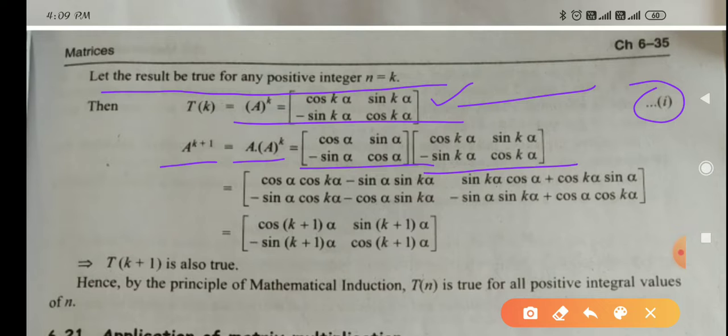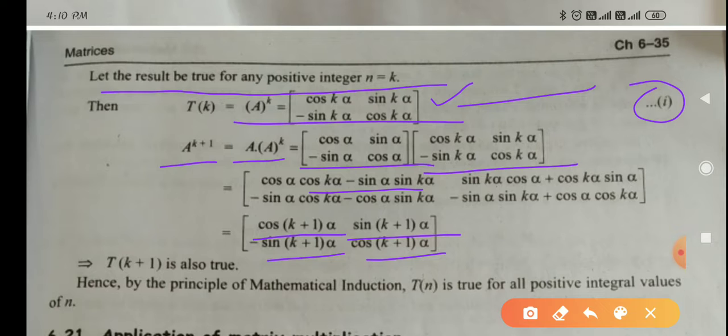Now you multiply. When you are multiplying: cos alpha cos k alpha minus sin alpha sin k alpha, sin k alpha cos alpha plus cos k alpha sin alpha, minus sin alpha cos k alpha minus cos alpha sin k alpha, minus sin alpha sin k alpha plus cos alpha cos k alpha. Now you can see cos a cos b minus sin a sin b is cos a plus b; sin a cos b plus cos a sin b is sin a plus b. Here minus common, sin a cos b plus cos a sin b, sin a plus b. Here also minus common, sin a sin b, or you can take cos a cos b minus sin a sin b, so cos a plus b. So alpha common you are taking.